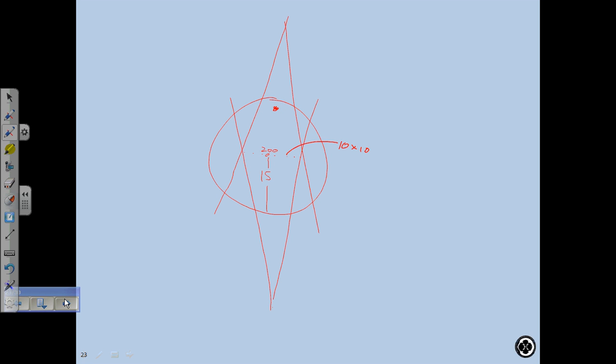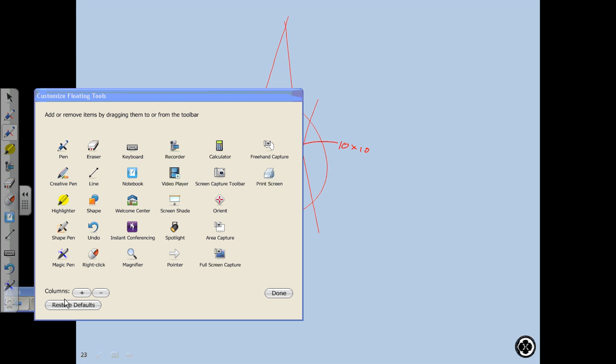So we want to separate this problem. I wonder if I can. I think I can move this whole thing. Hold on. I'm gonna move this over. Where's the move?